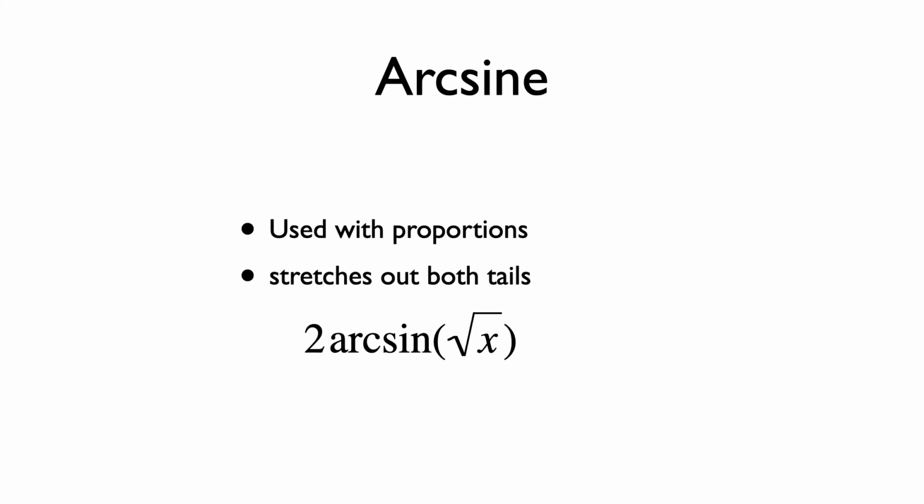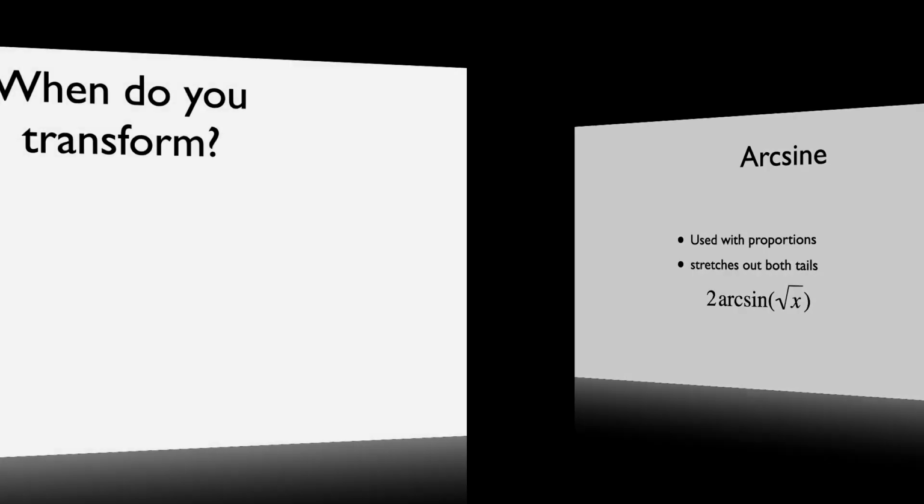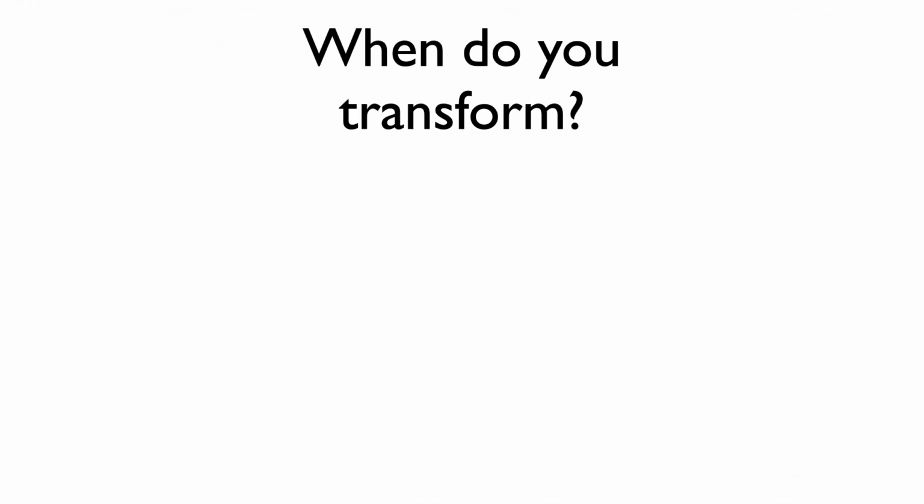So 2 arcsine square root, and it fixes proportions. Now, the question you might ask is, when do I, and there are others. These, I just ran over, the four most popular, the four you run into. When do you transform your data?